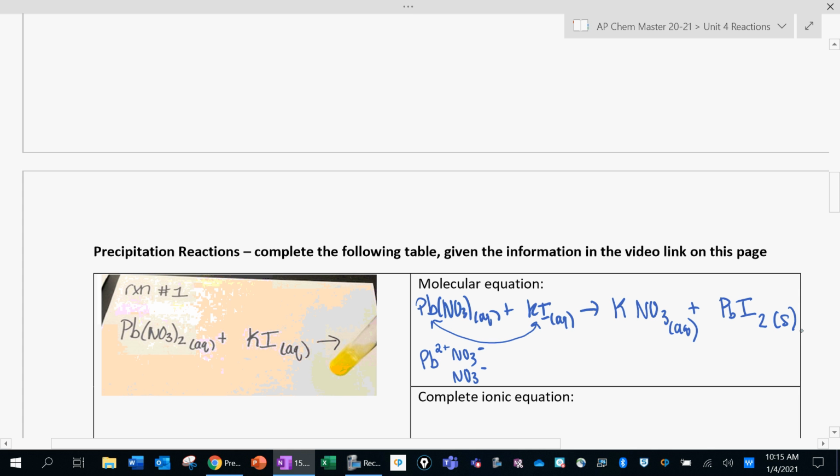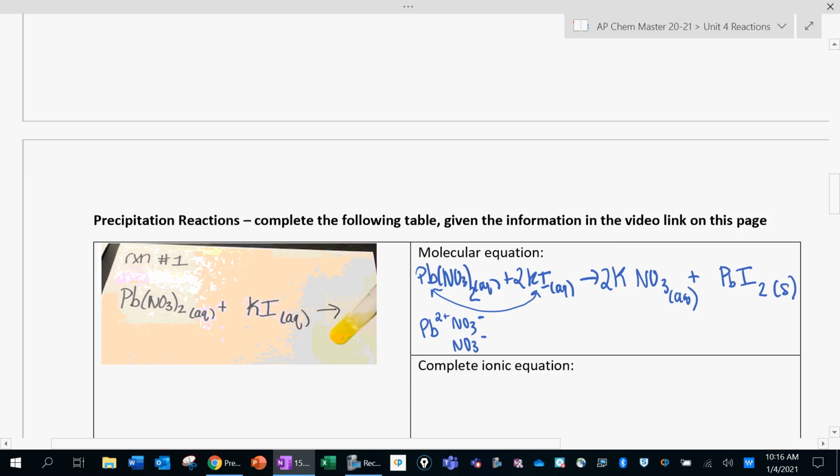And then let's double check to make sure we're balanced with coefficients. So I have, whoops, I left a 2 out over here. There should be a 2 there. So I've got 2 iodines here, but only 1 over here. So I need to put a 2 in front of my KI. So now I need 2 potassium, so I'm going to put a 2 over here. That also gives me 2 nitrates, but I already had 2 nitrates on the left. So now I'm all set.